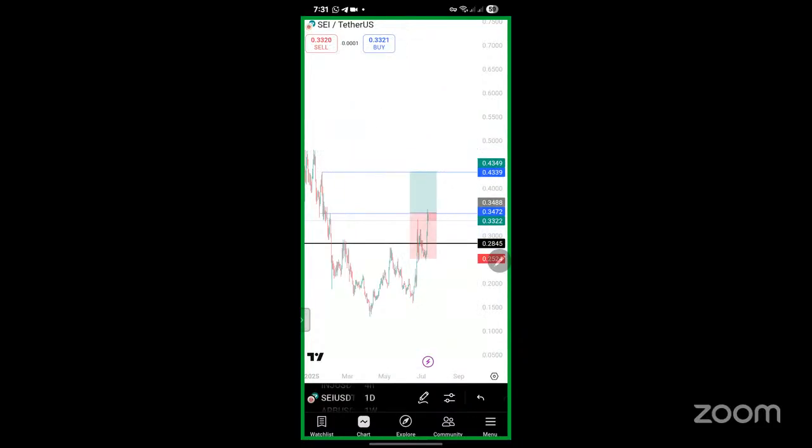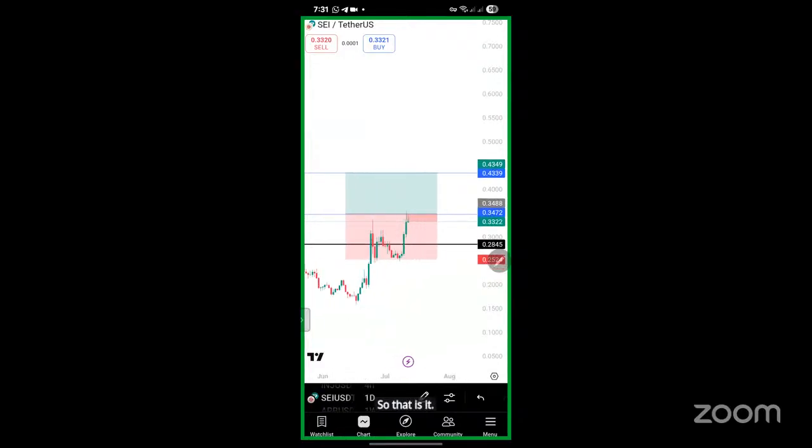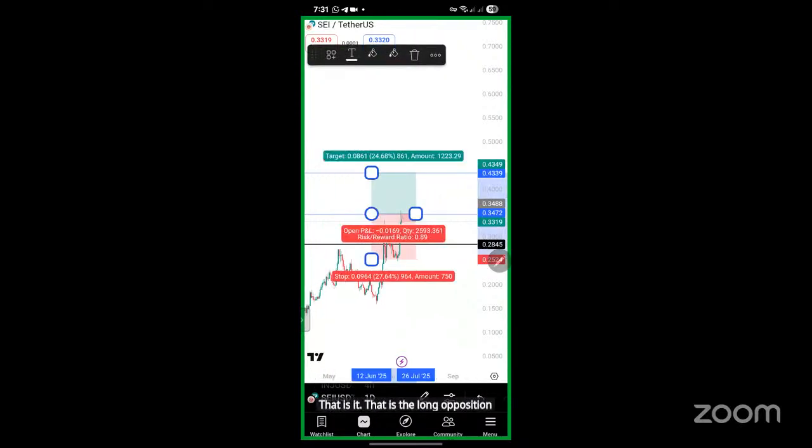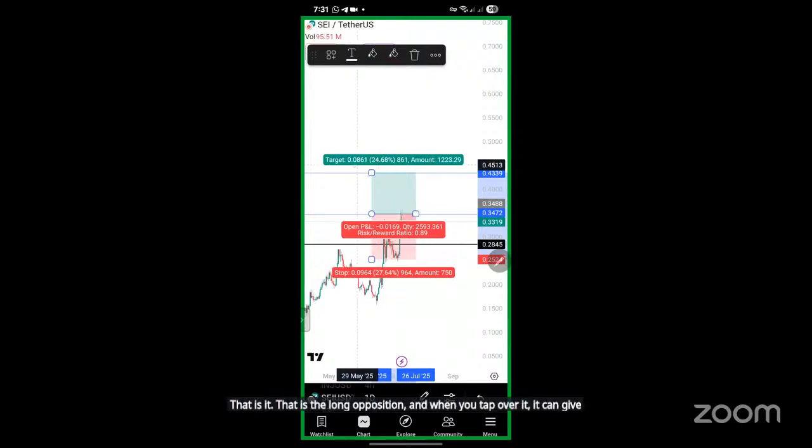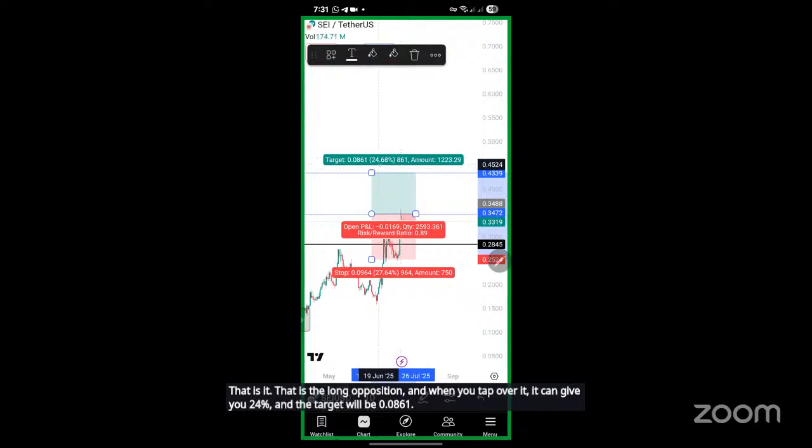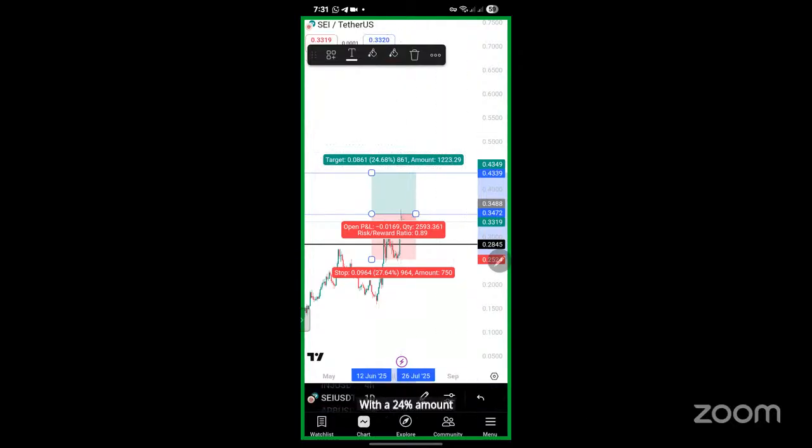So that is it. That's the long position. And when you tap it, it can give you 24%, and the target will be 0.0861. With the 24%, the amount will be this, as simple as that.